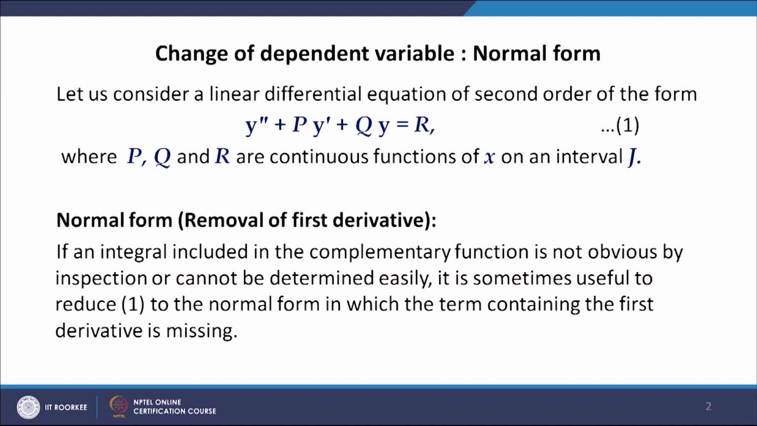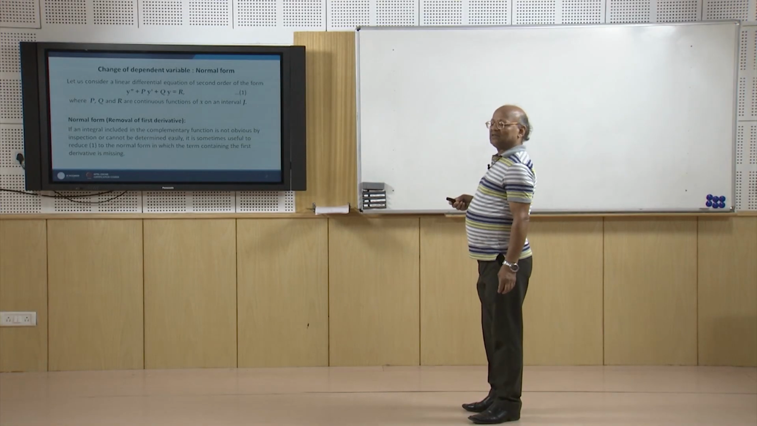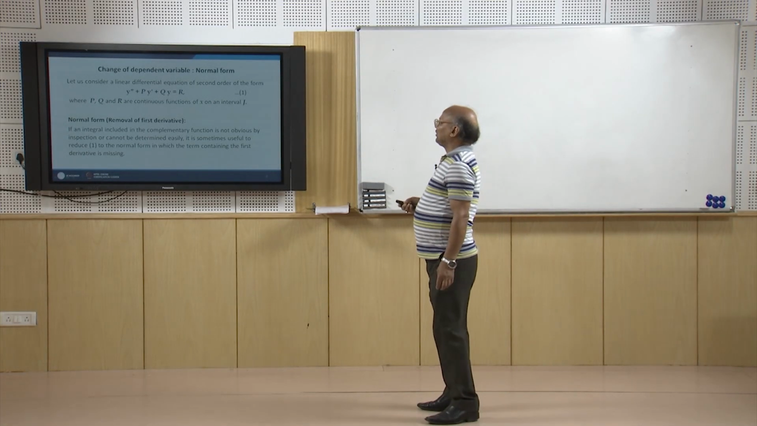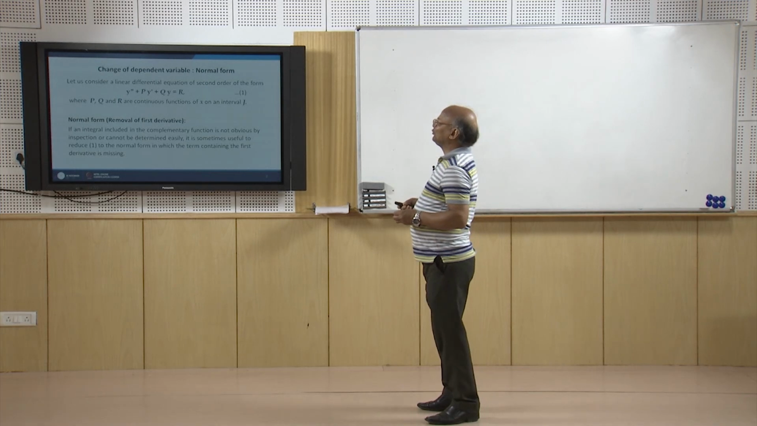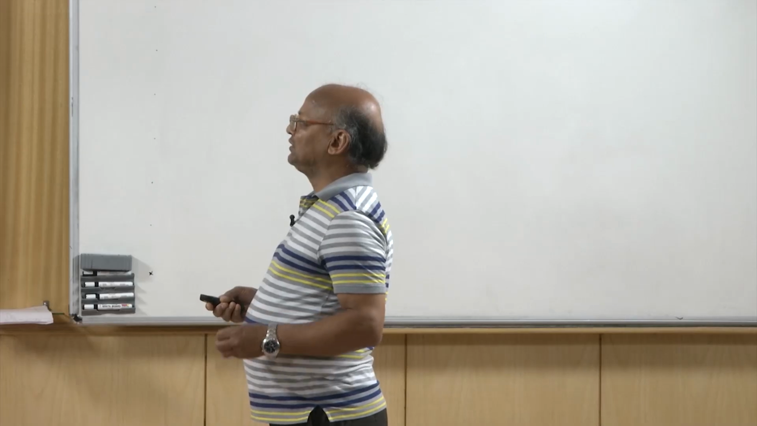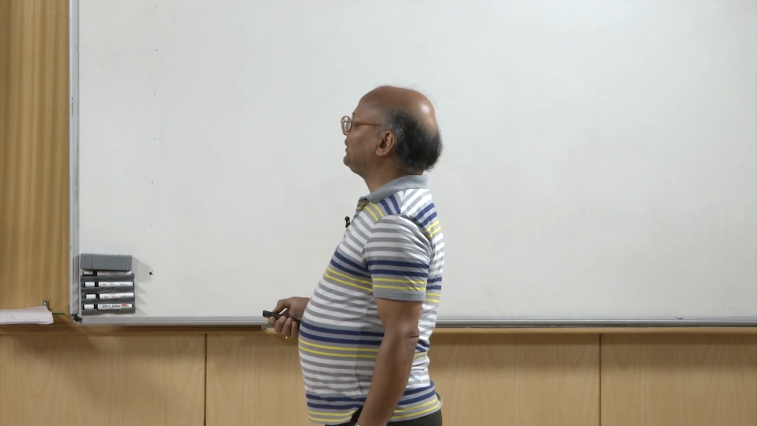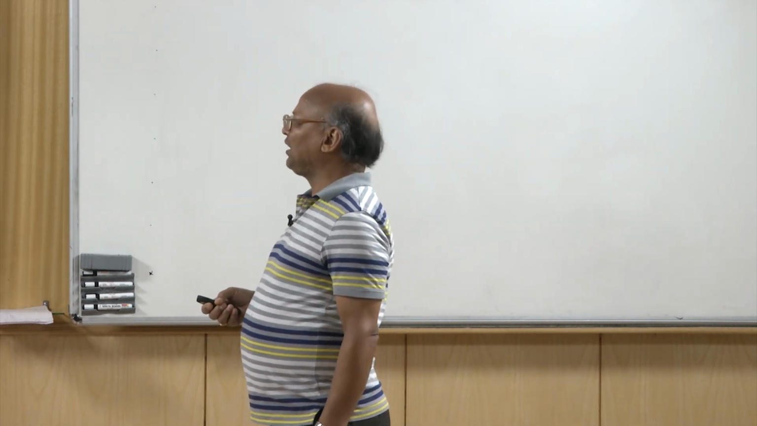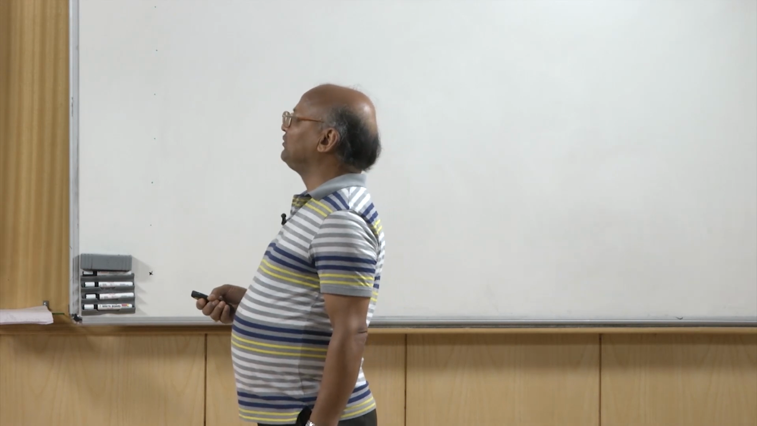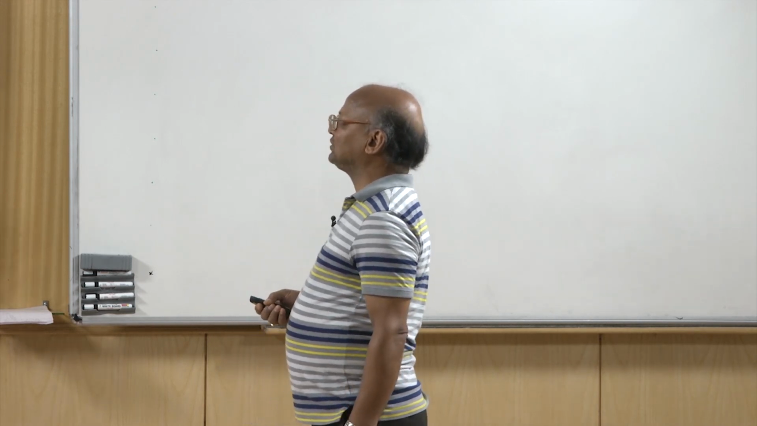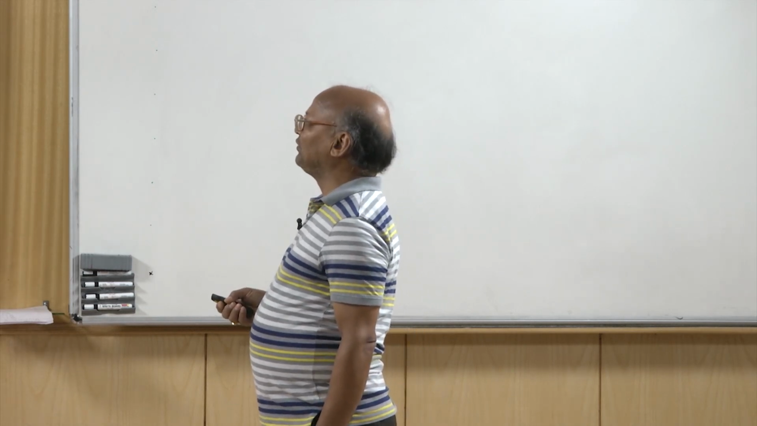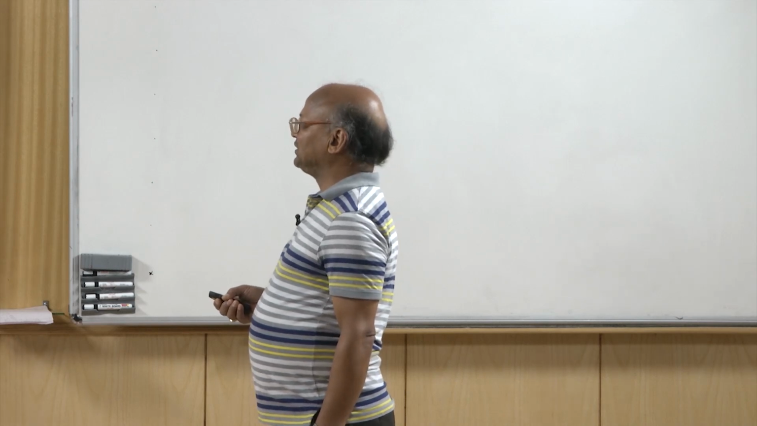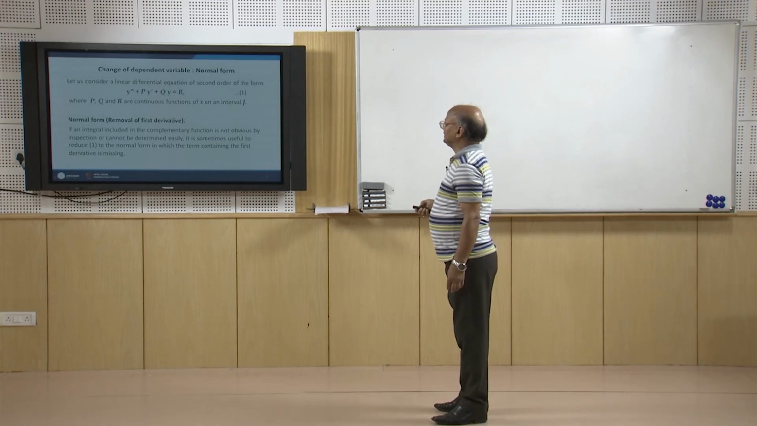In my previous lecture we studied how to find the solution of this second order linear differential equation with variable coefficients when one integral included in the complementary function is known. Now there are cases where one integral included in the complementary function is not easy to find. If it is not obvious by inspection, or we cannot determine it easily, then we reduce the given differential equation of second order to the normal form. By normal form we mean a form where the first order derivative term is missing. Let us see how we do it in the second slide.